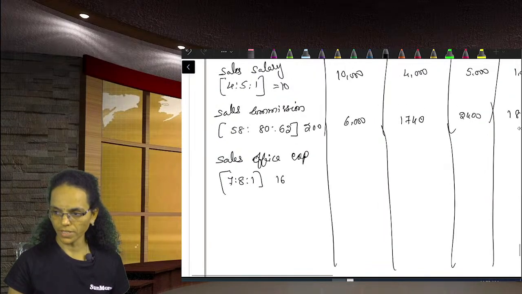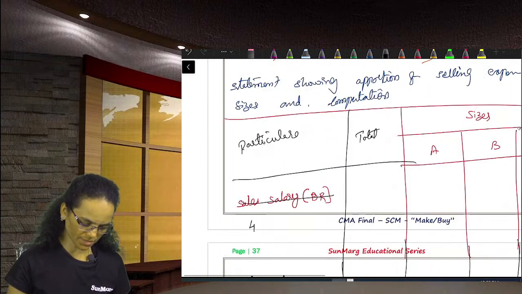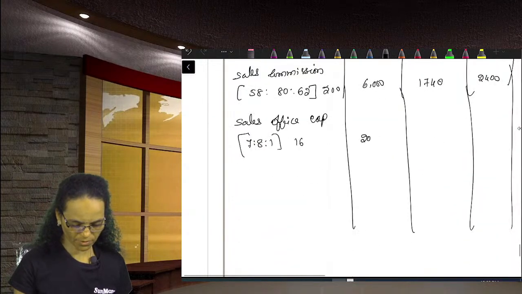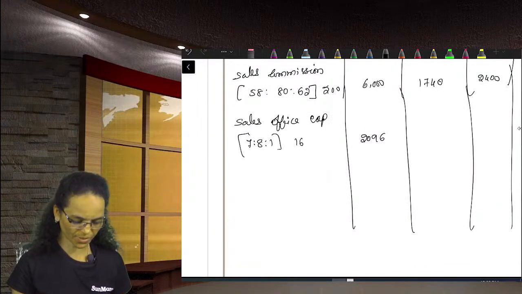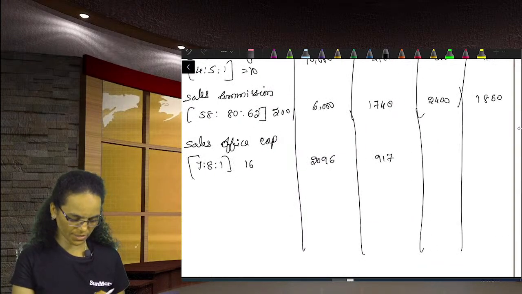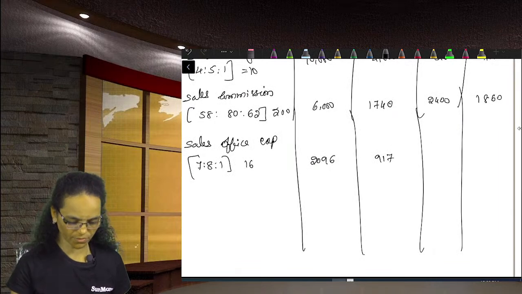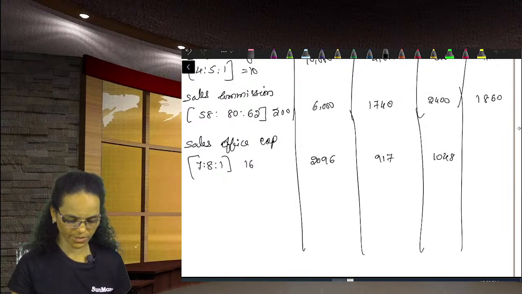The amount of sales expenses is 2096. 7 divided by 16 into 2096, that is 917. 8 divided by 16 into 2096, that is 1048. 1 divided by 16 into 2096 is 131.